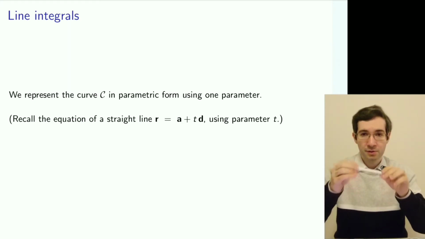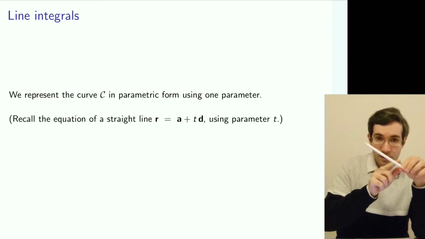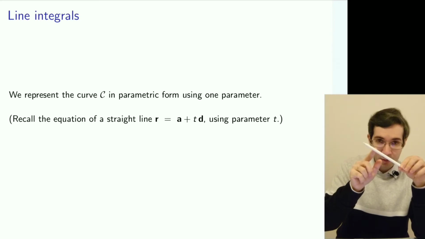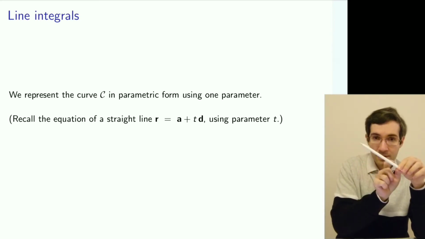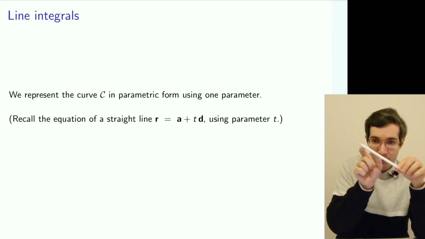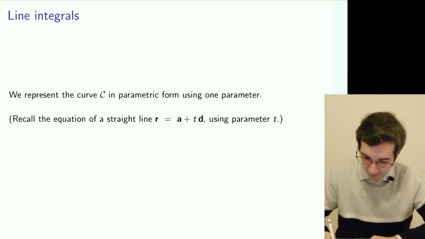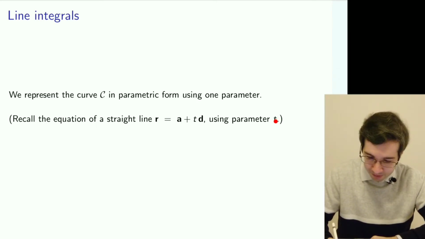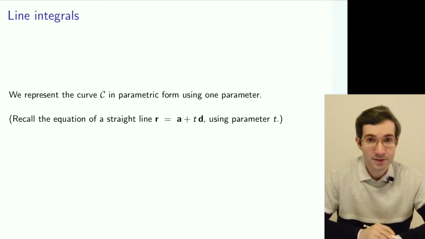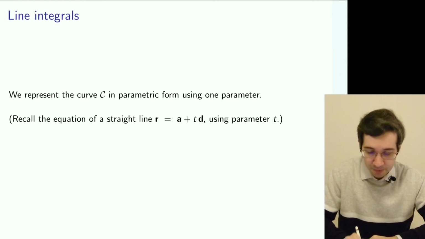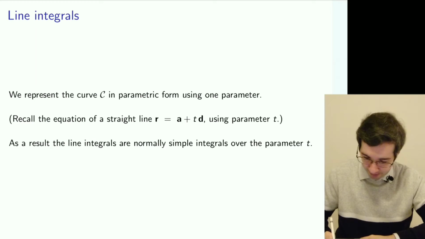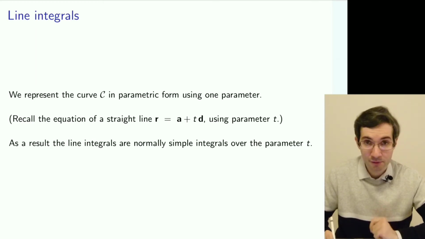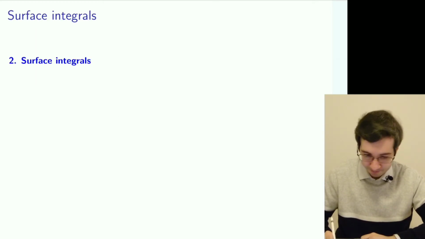Likewise, if you recall, there is an equation of a straight line. You can describe it using an equation where you have a constant vector and another vector along this line, and then you sum them up with a parameter, and you can define where you are along this line. And the t here will be the parameter, and a and d are just constant vectors. And r is your position on that straight line. So normally we need one parameter for lines.